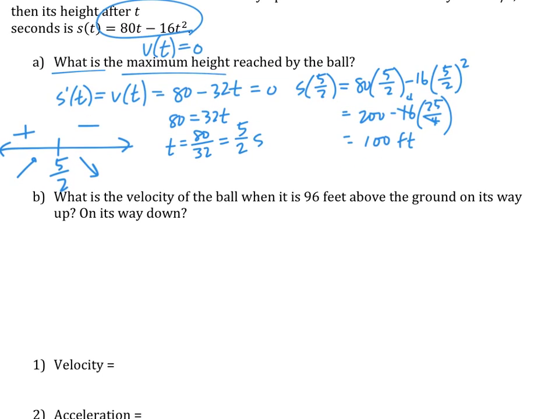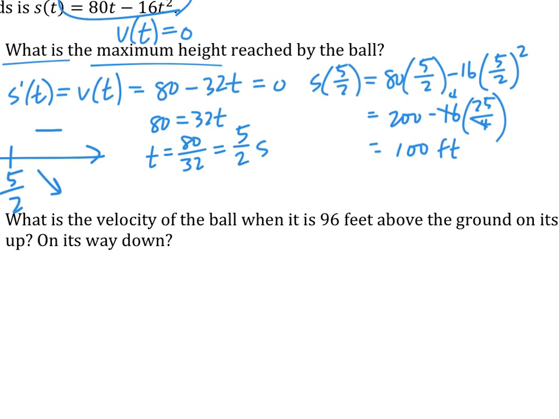All right, now next question. What is the velocity of the ball when it is 96 feet above the ground, on its way up and on its way down? When you throw at the beginning, you're going to say that is 0. This is where you throw, and you throw it up. It's going to reach 96, and then it's going to reach 96 again, on the way up and on the way down. So the question is, how fast is it at 96?